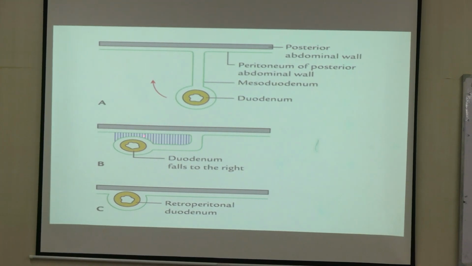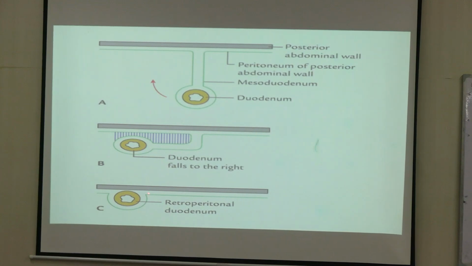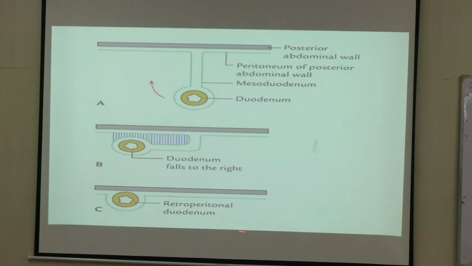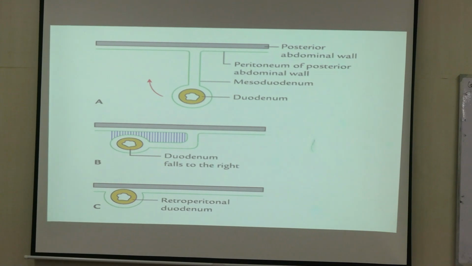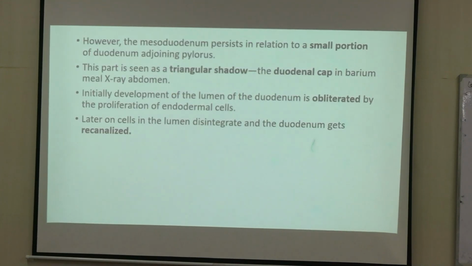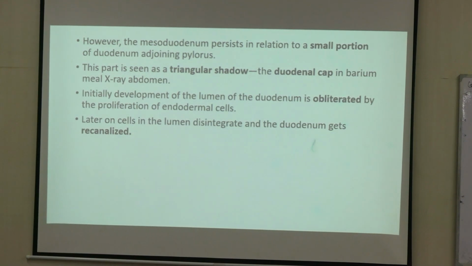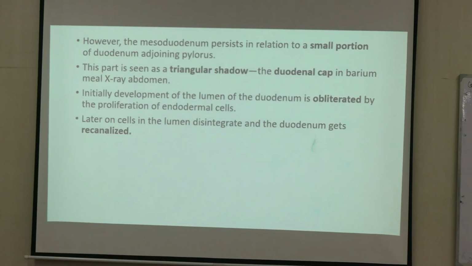Next, your mesoduodenum will help the developing embryo to come in contact with the posterior abdominal wall by taking the right rotation. Once the mesoduodenum and your parietal peritoneum disappear by the process of zygosis, this is how your developing duodenum will look. This makes your developing duodenum a retroperitoneal organ. However, the mesoduodenum persists in relation to a small portion of the duodenum adjoining the pylorus. This part is seen as a triangular shadow that is also known as the duodenal cap.